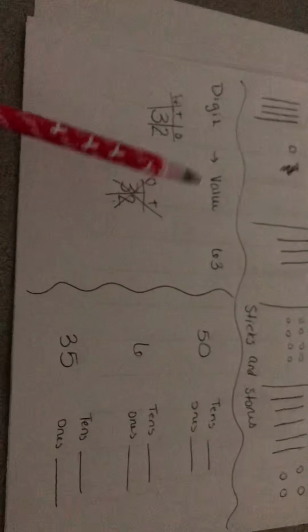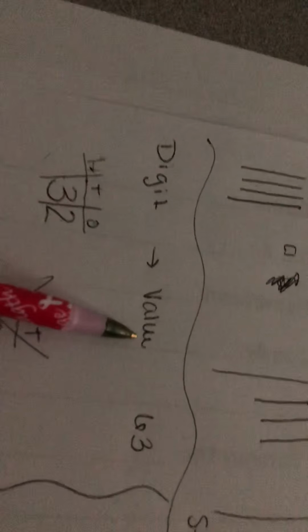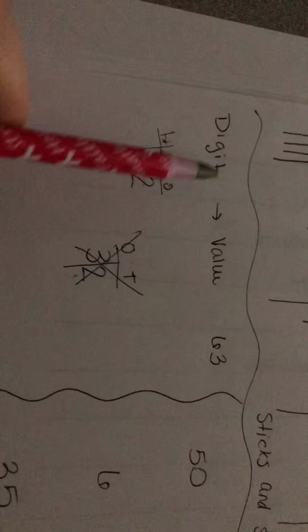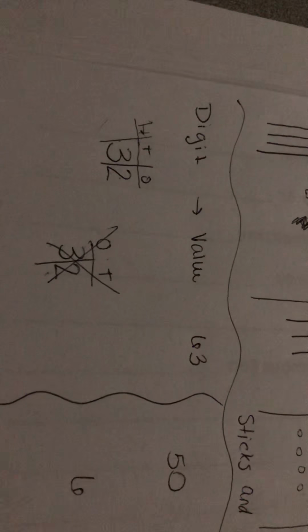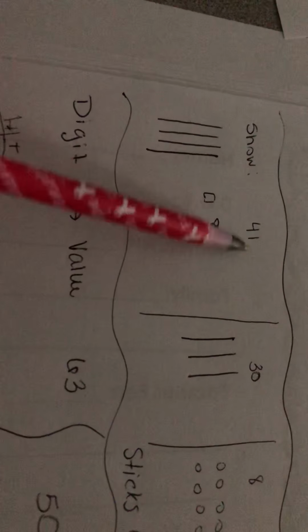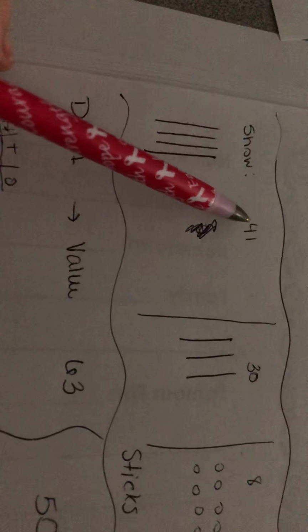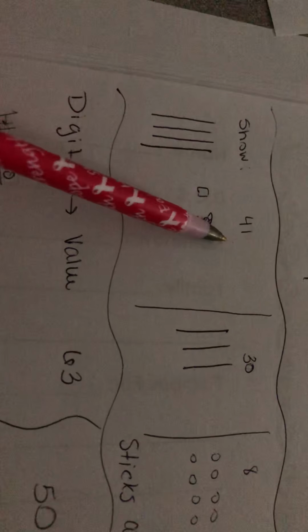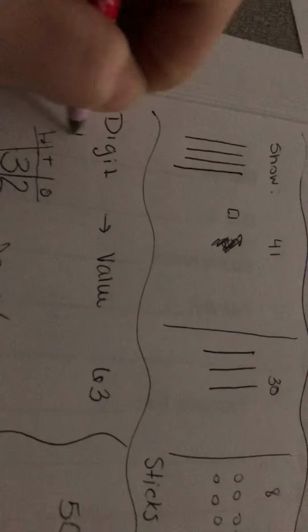Okay, now down here, so this word digit and this word value are things that your students should know by now, but some of them might still be struggling a little bit. So when we talk about a digit, we're just talking about a number. So if we take a look at the number 41, there are 2 digits or 2 numbers. One of the digits is 4, one of the digits is 1. So digit literally just means number.